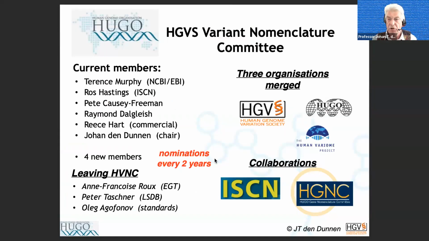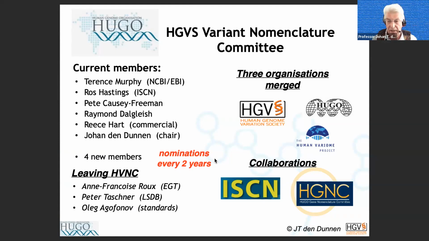The HGVS Variant Nomenclature Committee, as it is called at the moment, is a committee under HUGO, the Human Genome Organization. Over the last 2 years, the HGVS, the Human Genome Variation Society, and the Human Variome Project, Global Variome, have merged together with HUGO into one organization. That's why I say now that the HGVS Variant Nomenclature Committee is part of HUGO, like the HUGO Gene Nomenclature Committee. And for instance, ISCN is also now affiliated with HUGO as a committee.